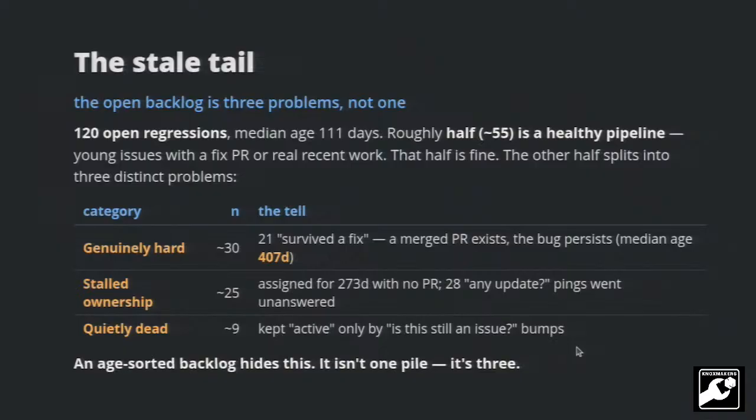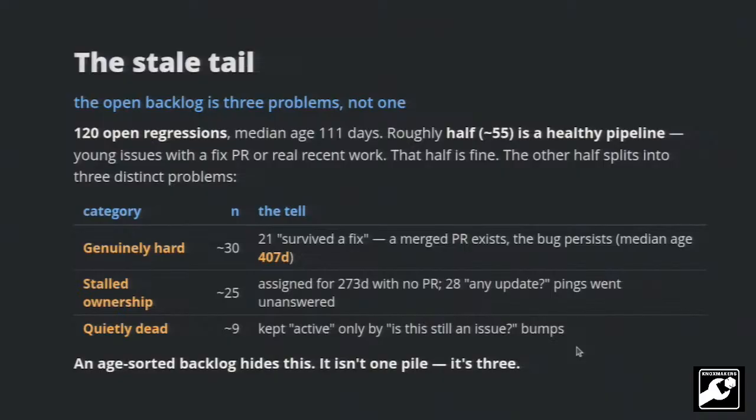There's also those that stall for another reason. There's about 25 more where maybe there's somebody assigned to it, but if you look at the comment history on it, there's pings. Is this still an issue? Is this still an issue? And never getting a reply back. And they just sort of end.